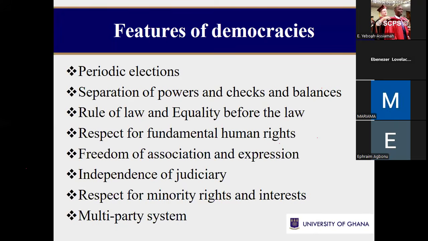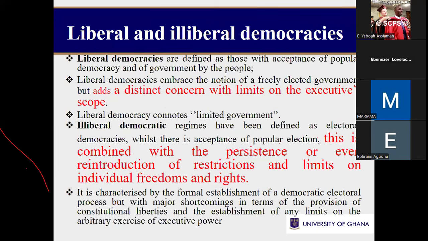It will be a great indictment if, as a comparativist, you are unable to mention at least 5 of these, okay? But let's look at more crucial issues, which, if you are not a comparativist, it will be difficult for you to know. These ones, you need to be a comparativist before you will know. Now, forms of democracy. We have liberal democracy and illiberal democracy.